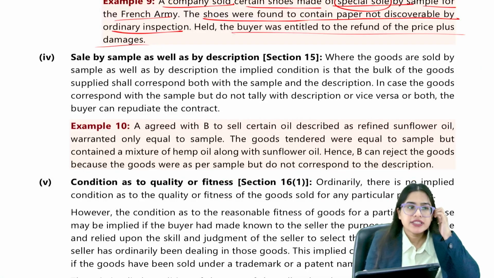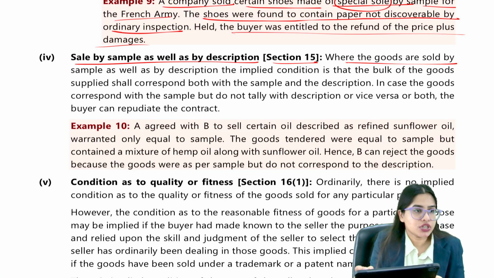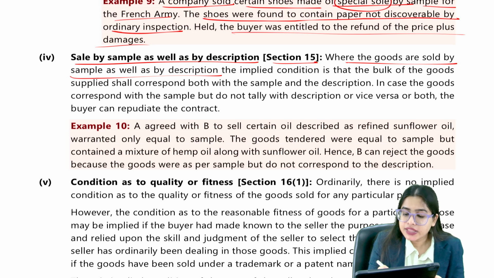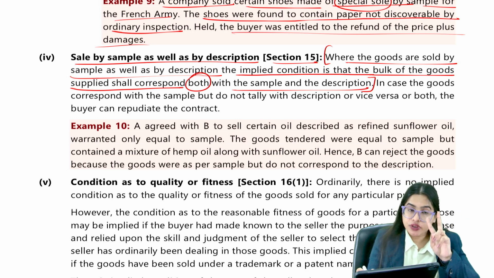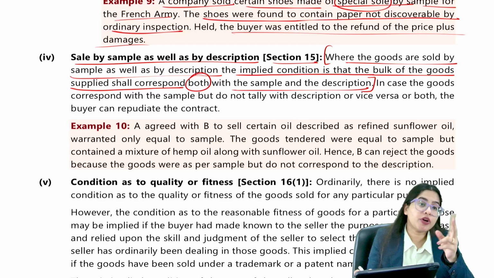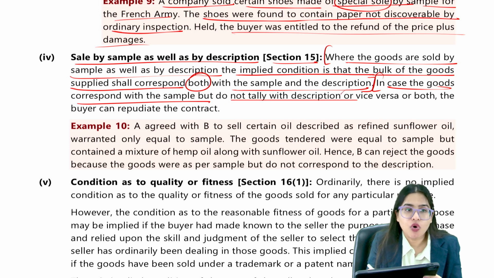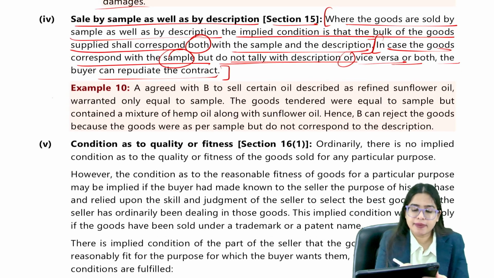Now please come to the material, sale by sample as well as description, section number 15, where the goods are sold by the sample as well as description. If you're selling the goods by both sample as well as description, then there is an implied condition that the bulk goods should correspond with both the sample and description. What we are saying is that if you're showing a sample and giving a description, then the goods should be according to both. In case goods are not totally as per the description or as per the sample, or vice versa, or both, then the buyer can cancel the contract. The same oil example is given here. You can just have a read over it.